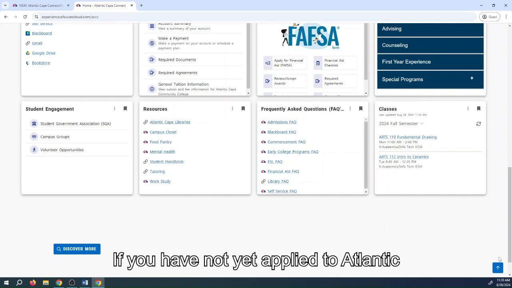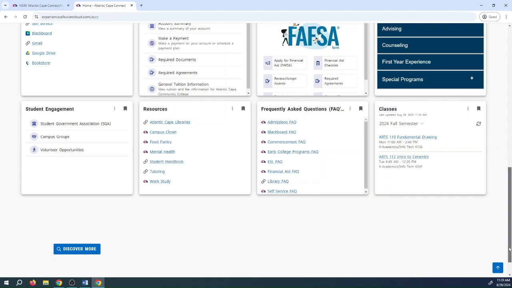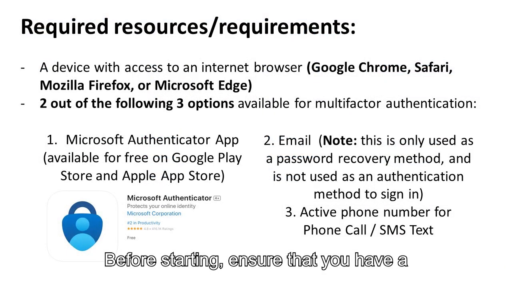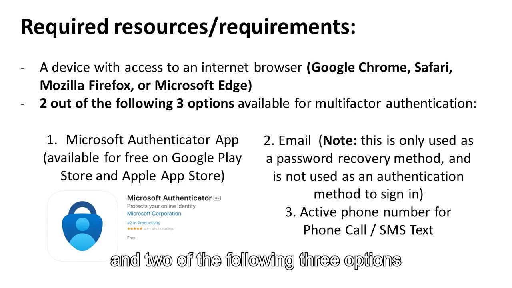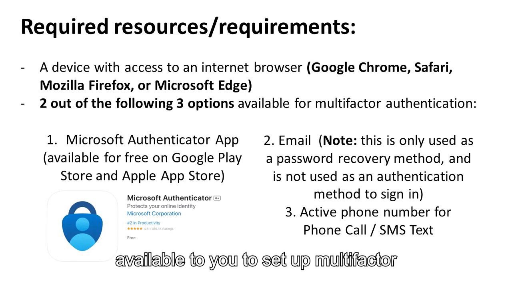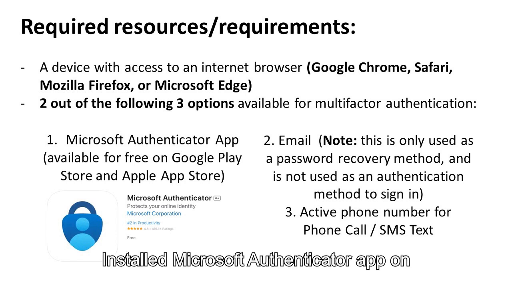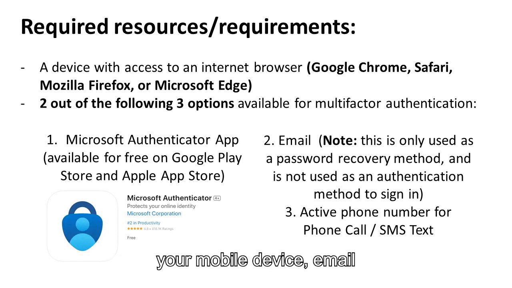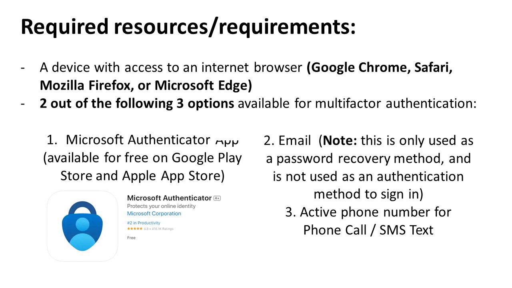If you have not yet applied to Atlantic Cape, you must do so before accessing Atlantic Cape Connect. Before starting, ensure that you have a device with access to an internet browser and two of the following three options available to you to set up multi-factor authentication for your account. Installed Microsoft Authenticator app on your mobile device, email, or an active phone number for phone call or SMS text.